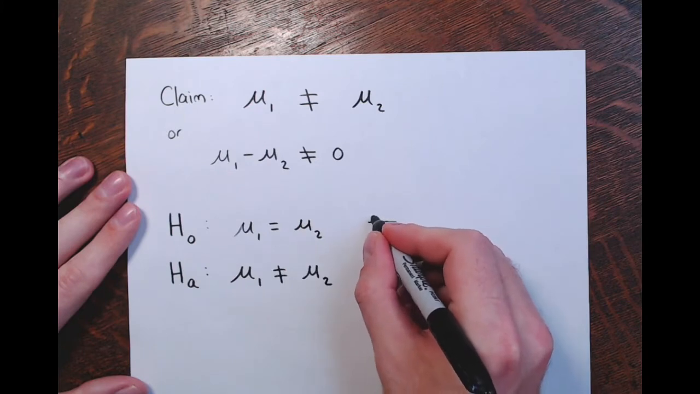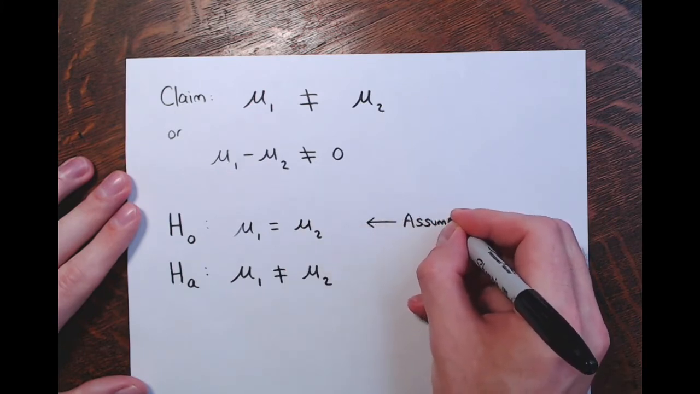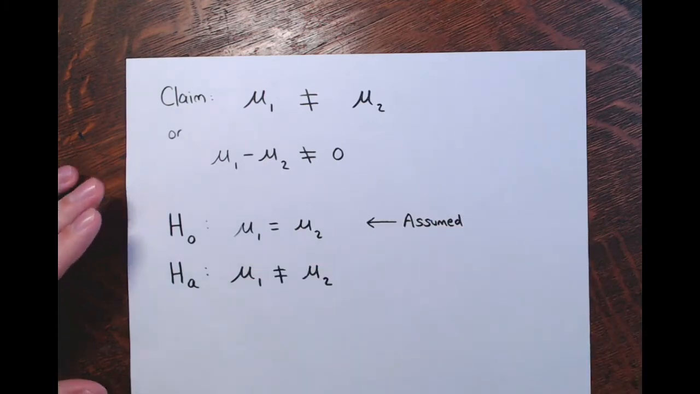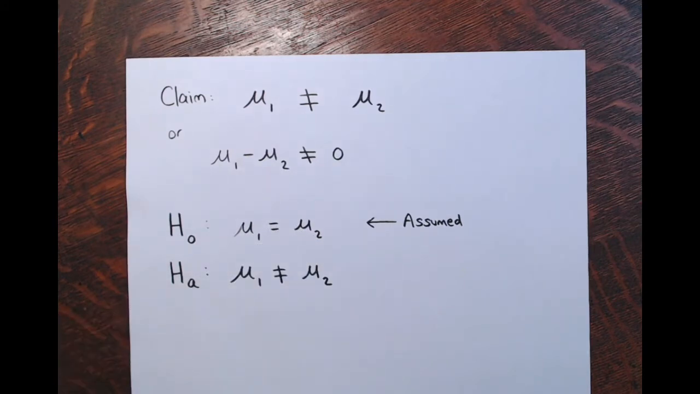And this is what's going to be assumed to be true. You assume that these wait times for people that don't use the app and people that use the app are the same on average. And then later on we'll decide if we want to reject that assumption or not. Okay, and that's the first part.